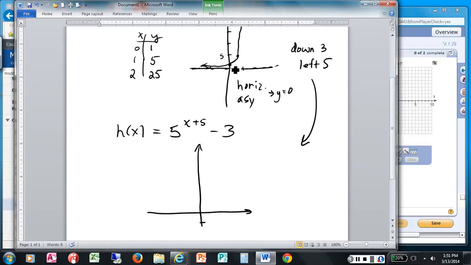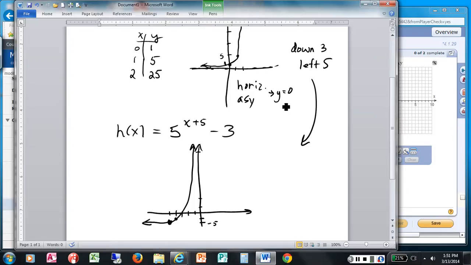So if I go down 3 on this point, which is at 1 on the y-axis, so if I go down 3 with it, 1, 2, 3, let's say that's negative 5 right there. And then to the left 5, 1, 2, 3, 4, 5. Okay, that's going to put me right about there. And the same thing for all those other points. Down 3 and to the left 5. Just kind of get a pretty good idea of what is happening here.